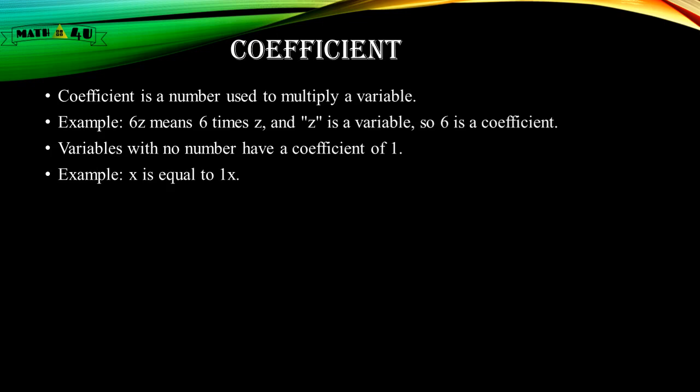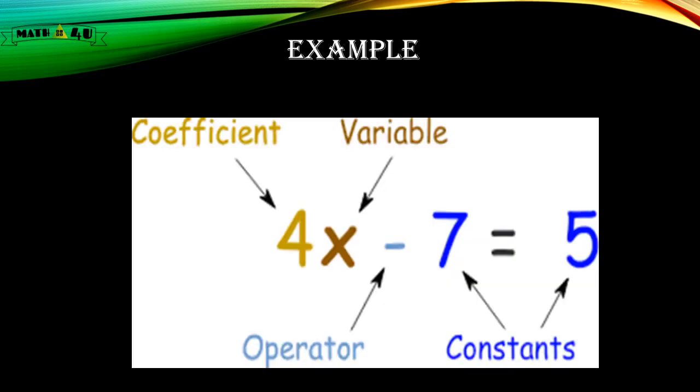Coefficient. Coefficient is a number used to multiply a variable. Example, 6z means 6 times z and z is a variable. So 6 is a coefficient. Variables with no number have a coefficient of 1. Example, x is equal to 1x. Look at the example: 4x minus 7 is equal to 5. Here, 4 is the coefficient, x is a variable, the minus sign is the operator, and 7 and 5 are constants.